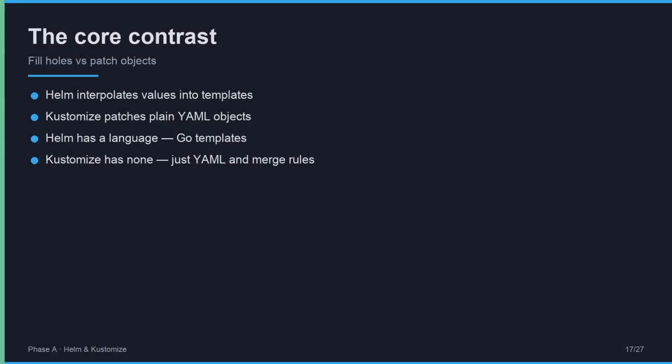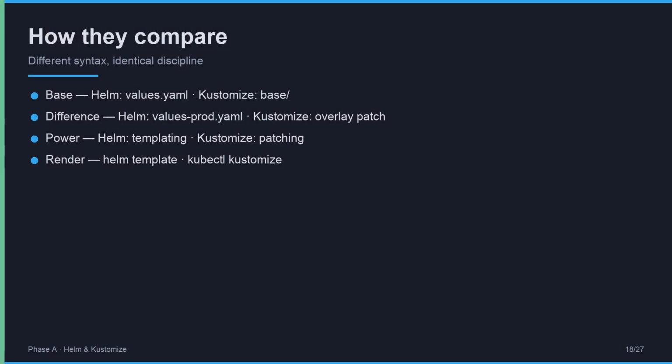Helm interpolates values into templates. It has a real templating language, with loops and conditionals. Kustomize patches plain YAML objects. It has no language at all, just a set of merge rules. Helm is more powerful and more expressive. Kustomize is simpler and easier to review, because every file is always valid YAML. Neither is universally better. They make different trade-offs. Let us compare them directly.